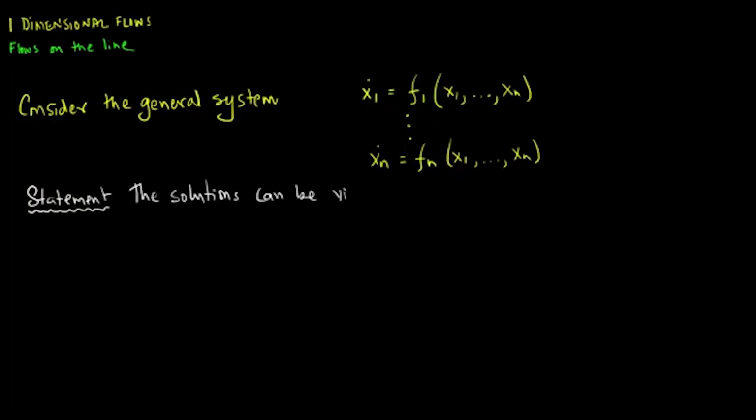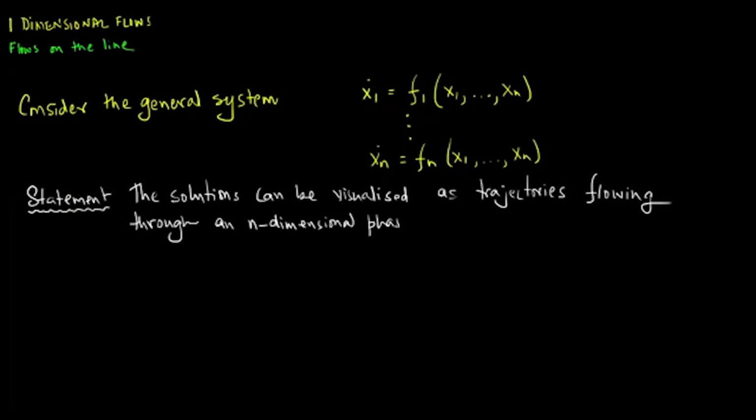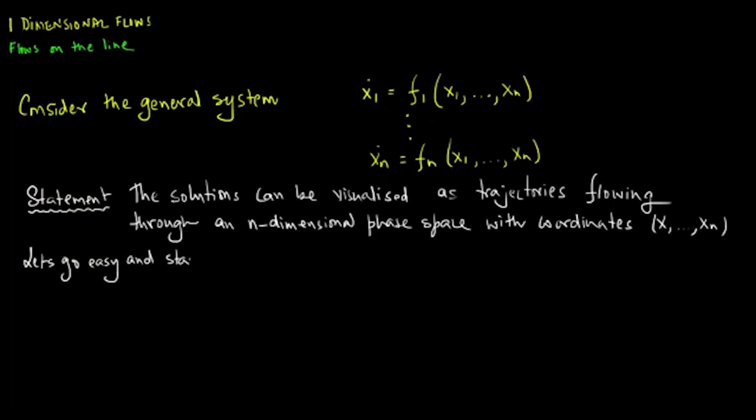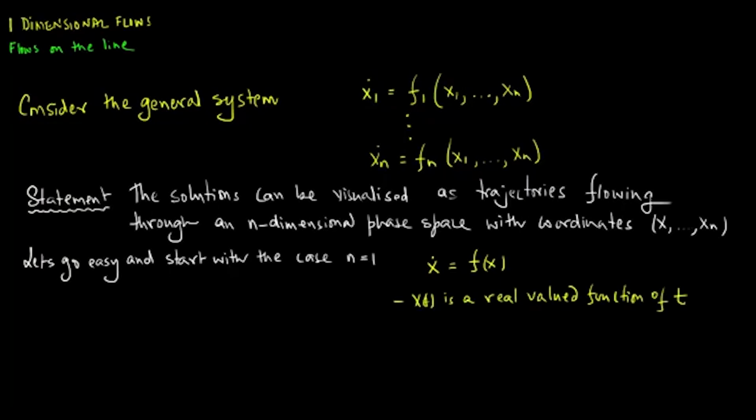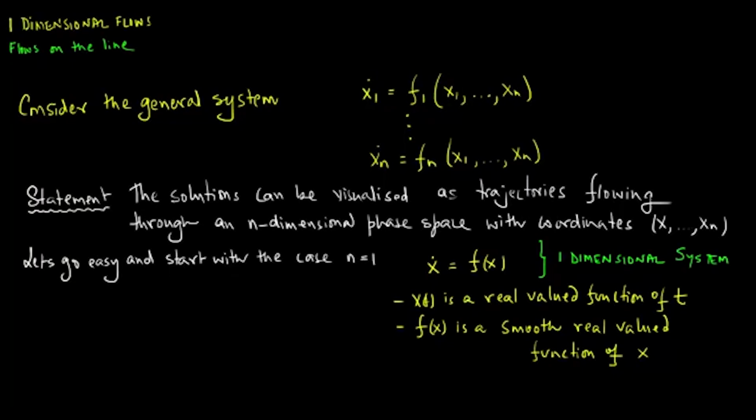The solutions can be visualized as trajectories flowing through an n-dimensional phase space with coordinates x1 all the way to xn. Now let's go a bit easy and start with the case n is equal to 1. That is, x dot is equal to f of x, where x of t is a real valued function of t and f of x is a smooth real valued function of x. So this is an example of a one-dimensional system.